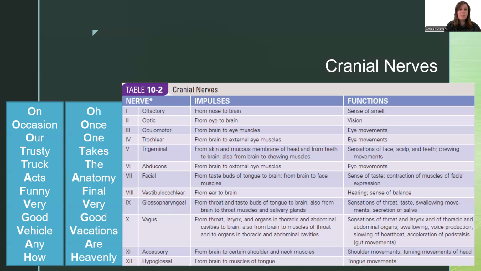This chart, this table, is very good though, because it shows where the impulses are going. Is it going from the brain or to the brain? So olfactory is from the nose to the brain, optic from the eye to the brain, oculomotor is from the brain to the eye, and then it tells you the functions. So what it does: sense of smell, helps your vision, helps eye movements. So this is a very good table to know and to memorize.